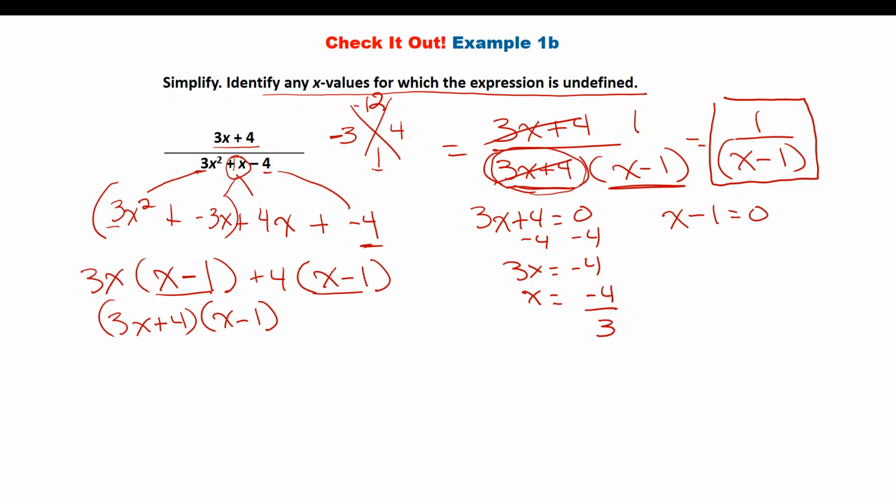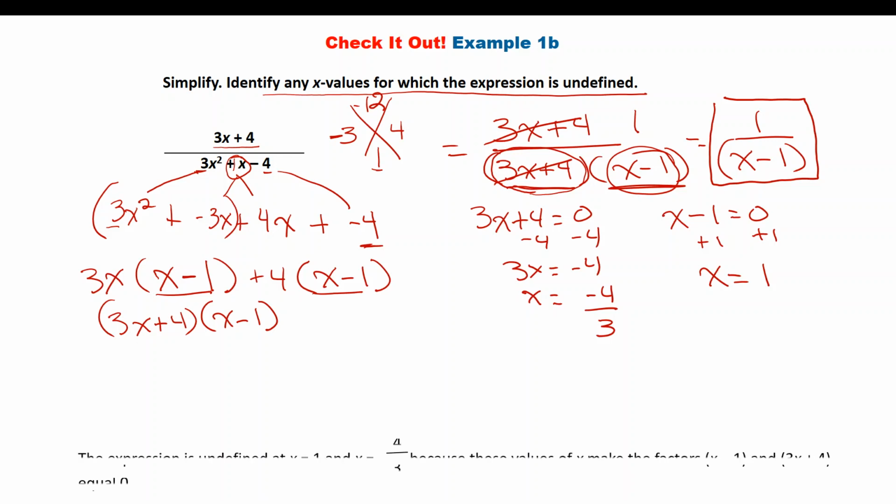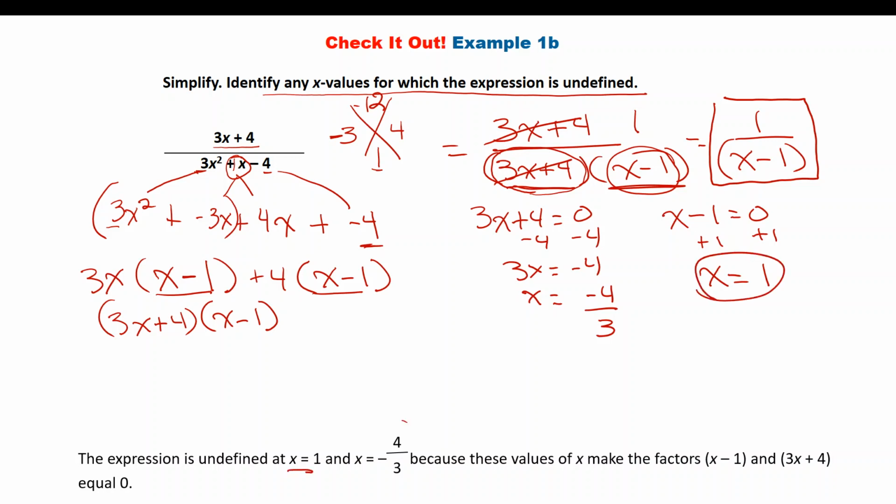Let's check the other one. x minus 1 equals 0, so add 1 to both sides. So when x equals 1, this piece would now be 0. And now our whole expression would be undefined again because we would have a 0 in the denominator. Therefore, what we can say is the expression is undefined when x equals 1 and when x equals negative 4 over 3. Because these values of x make the factors x minus 1 and 3x plus 4 equal to 0.